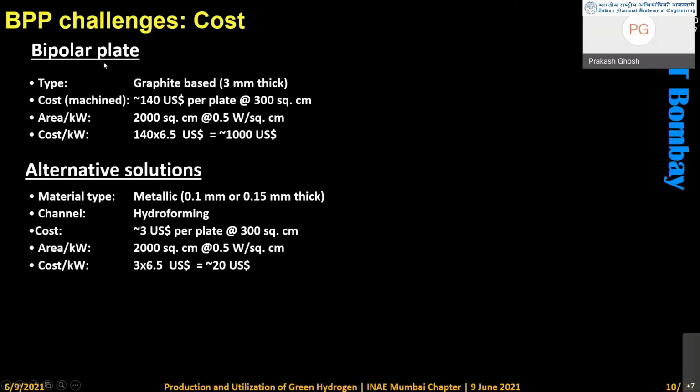The alternative material for bipolar plate, which we are also trying to do and which is very important, is the metallic bipolar plate. Here the graphite plate is mostly machined, so it becomes very expensive. But in this case you can do hydroforming, and the cost could be as low as $2 to $3. We are also trying to make this type of metallic bipolar plate. I'll share some of the things with you in a few slides.